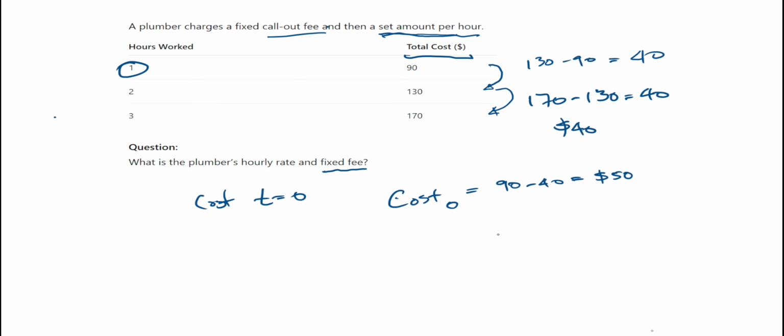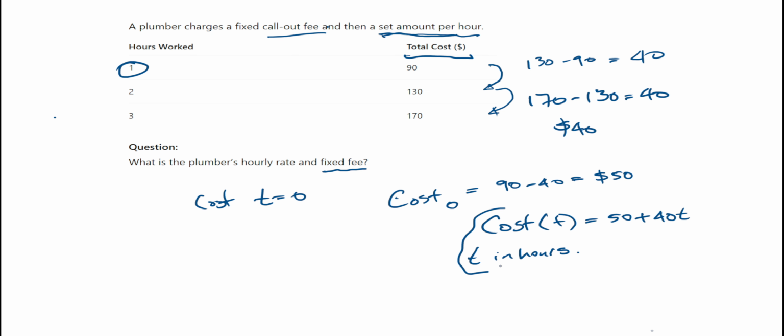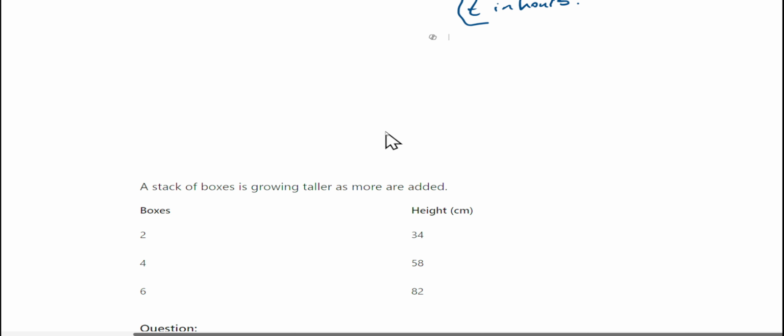Let's do the equation. So the equation, let's say the cost as a function of time in hours, is going to be 50 plus 40 times however many hours, and time is in hours. It doesn't ask for that, but that's kind of implied. Next one.